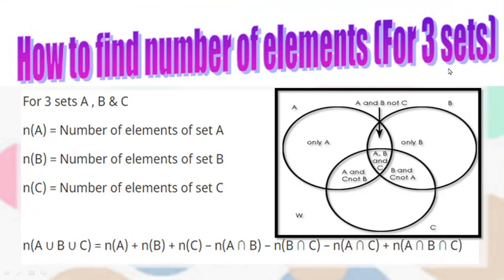Now how to find number of elements for three sets. Same way for three sets A, B and C, that's how we represent it. The formula is number of elements of A union B union C is equal to n(A) plus n(B) plus n(C) minus n(A intersection B) minus n(B intersection C) minus n(A intersection C) plus n(A intersection B intersection C). Here I have given Venn diagrams also for the better understanding. Students, you can pause the video and have a look at this diagram and it will help you to understand this formula in detail.